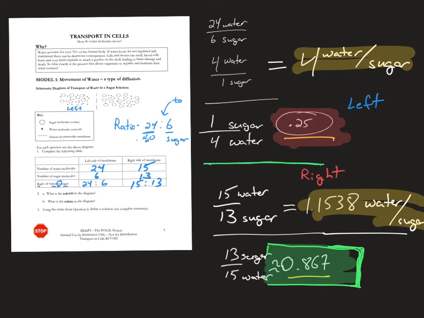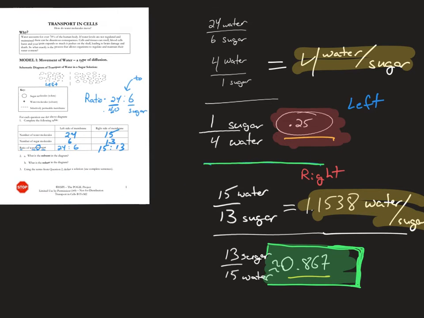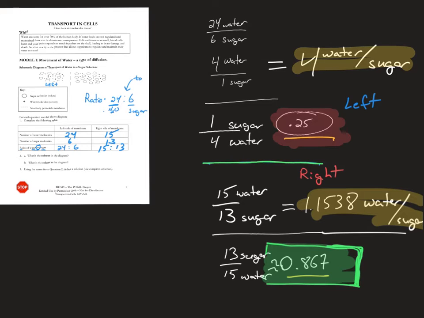It's kind of what we had discussed in class. They're reverse of one another. So when you're talking about ratios, it's important to know what you're looking at, which one's on top, and what that fraction is actually telling you. So this 4 is telling you that you have 4 water molecules for every 1 sugar molecule. Here you have 1.158 water for every sugar molecule. That tells you it's more concentrated.